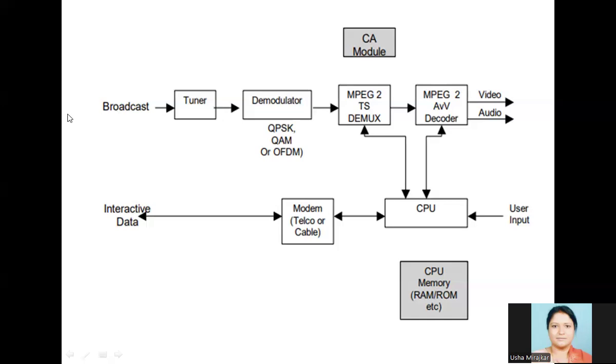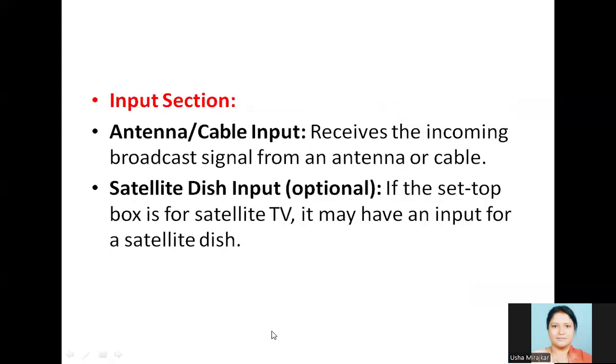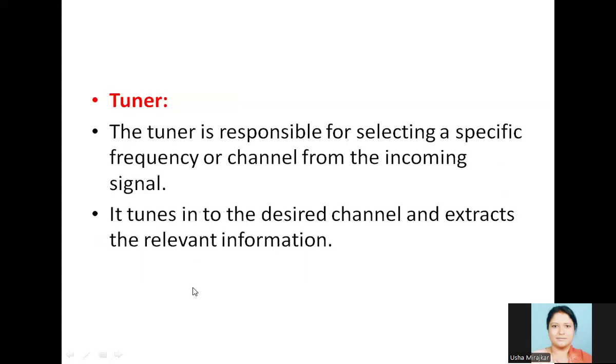This is the block diagram of the set-top box. In the input section, we have the antenna or the cable input, which will receive the incoming broadcast signal from an antenna or the cable. Satellite dish input is optional. If the set-top box is for satellite TV, it may have an input for the satellite dish also. It is connected to the dish antenna.